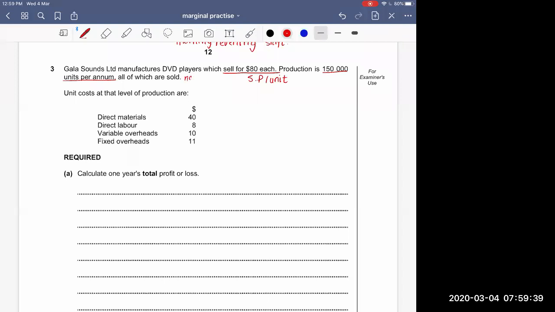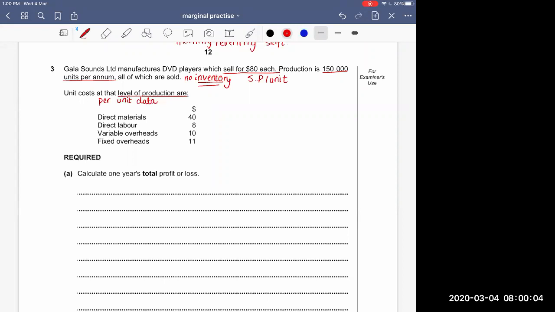We are currently producing 150,000 units, and all of these units are sold. That means there are no leftover inventories. Unit cost at that level of production. That means all the per unit data is given, at an output level of 150,000 units.